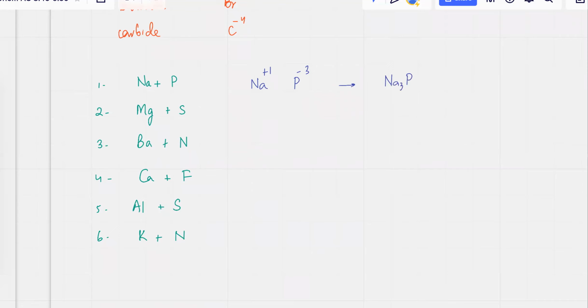And I told you that whenever you have an ionic compound, what happens to the name is that the sodium name remains the same. Phosphorus, instead of calling it phosphorus, a negative ion of an element has a suffix which is "ide." So instead of being phosphorus, it's going to be actually phosphide. It's going to be IDE.